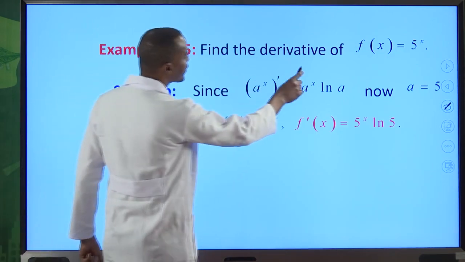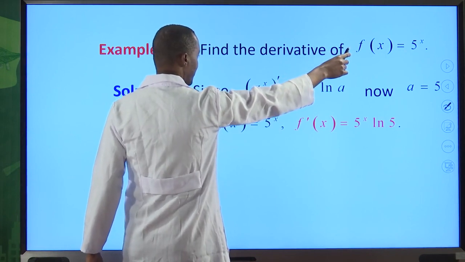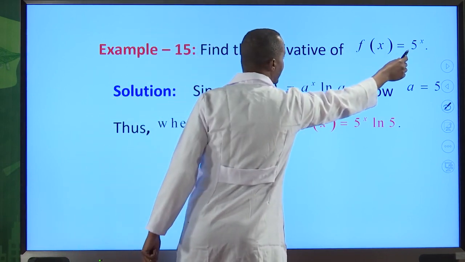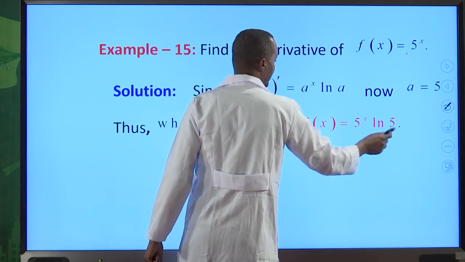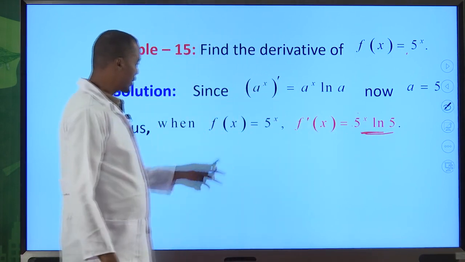Find the derivative of f of x equal to 5 to the power of x. Simply, our a is now 5, so that is 5 to the power of x times ln 5. It's direct substitution.